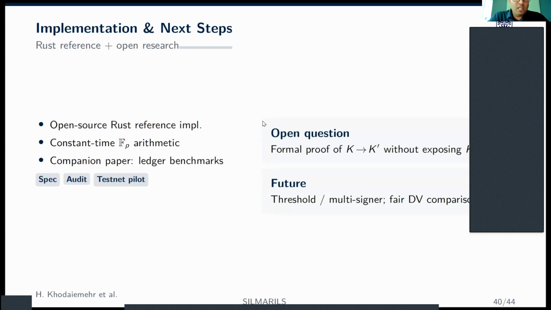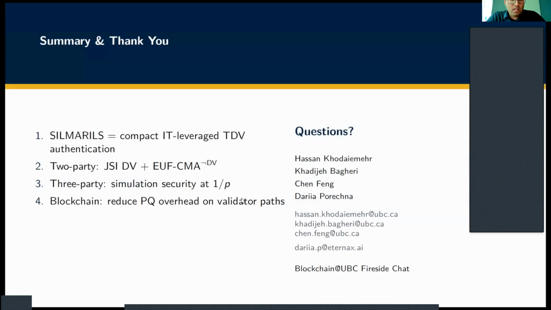So we have here the implementation and next steps. We have an open source ROS reference implementation. We have constant time FP arithmetic, and we are working on ledger benchmarks and integration of SILMARILS with blockchain protocol. The question that we still have and are working on is the formal proof of derivation of K prime from K without exposing K. And the future work will focus on generalizing this scheme to threshold signature, multi-signer, and also comparison with other designated verifier signatures.